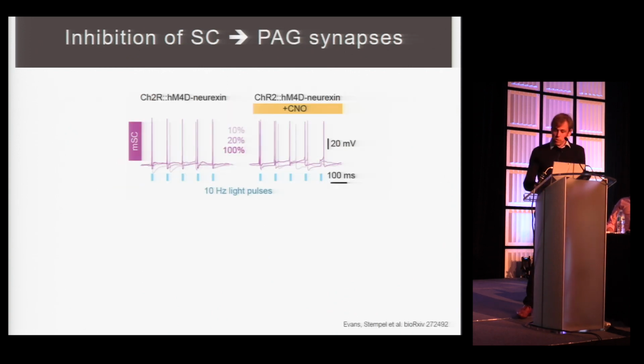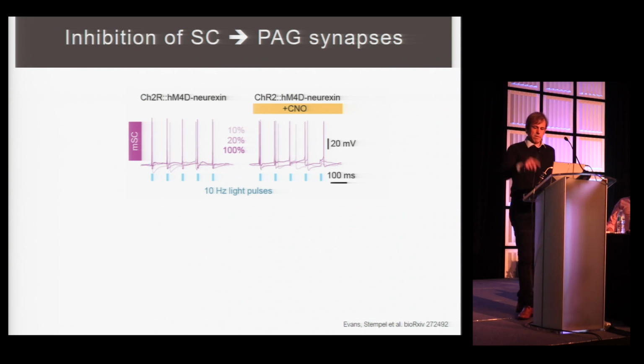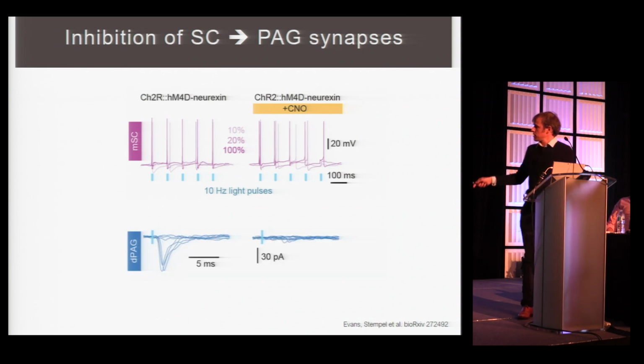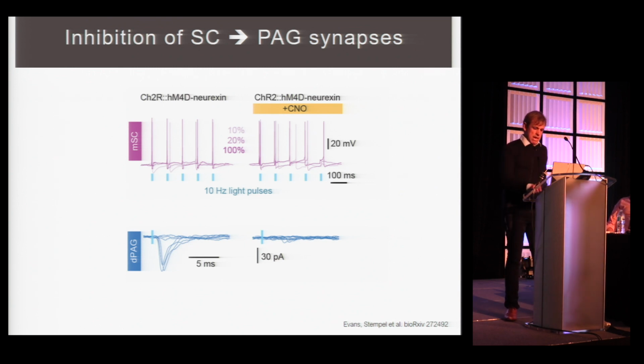This tool works extremely well in our hands. Applying CNO to SC cells does not change the firing behavior, and this is critical, but yet it really shuts down the connection of the SC to the PEG on average. It leads to about a 70% reduction.